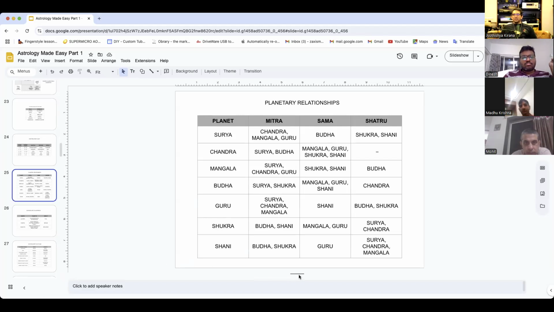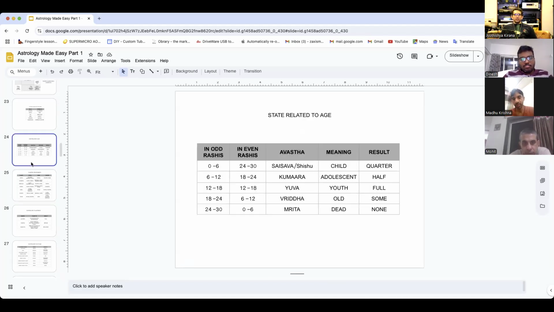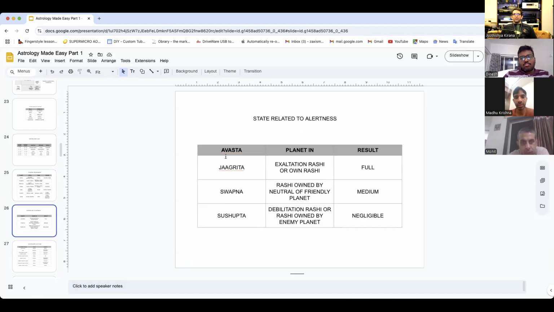So the next avastha, quickly. Oh, it's already 9:15, but we'll just take it up. Relationship done, no? Okay. Alertness. Now this is very nice: what kind of alertness the graha is in.